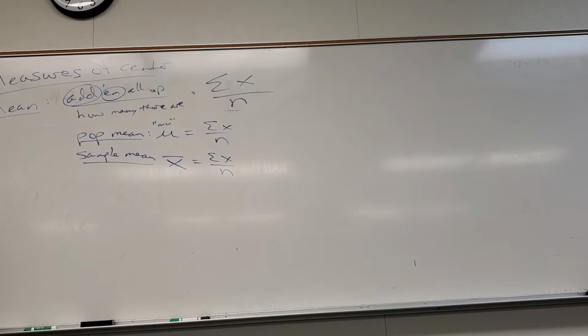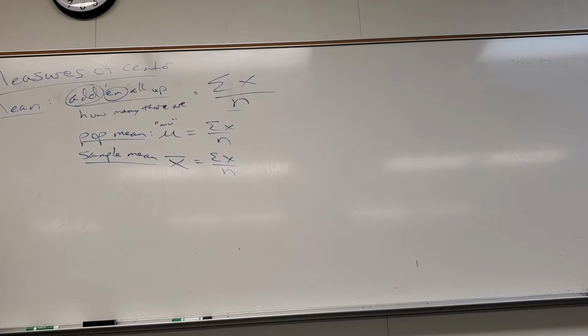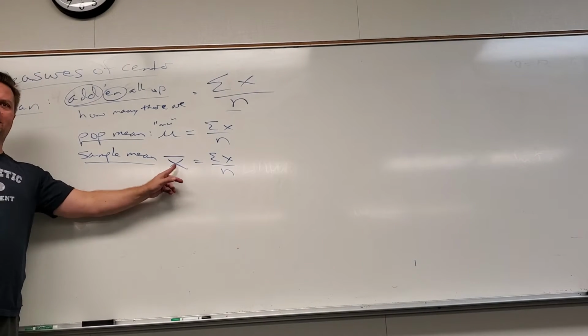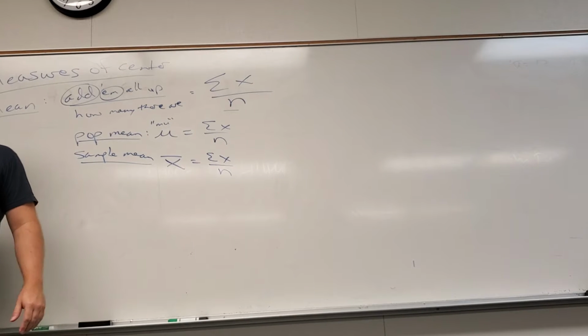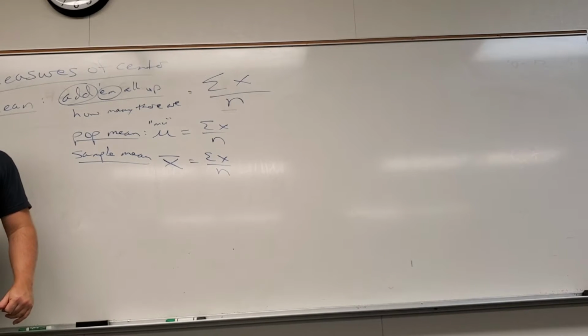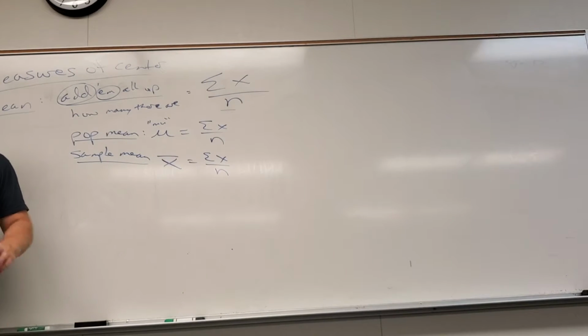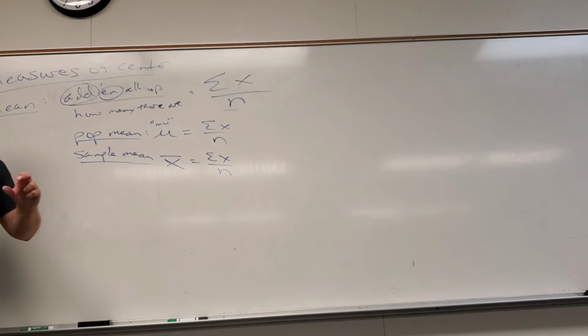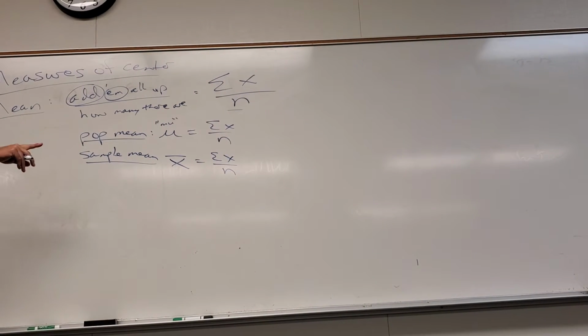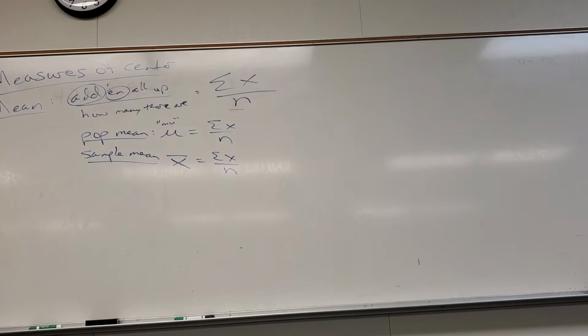Say it. Which one would be a parameter? Mu. I love it. And for the sample, the statistic would be X bar because it's the sample. Okay. I love you guys. All right, so that's one measure of center.